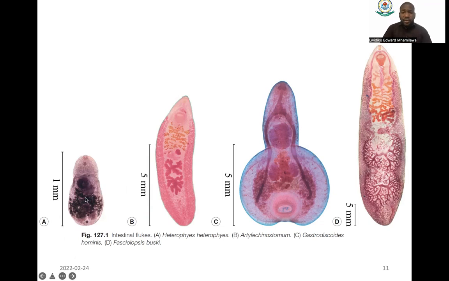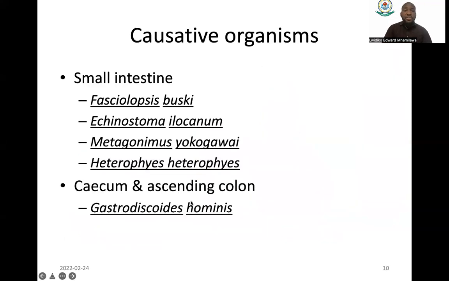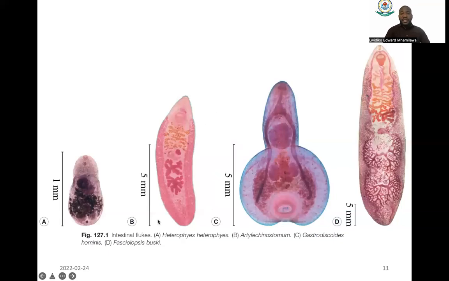And then B, we have this parasite, which is similar to the Echinostoma family. And then C, we have Gastrodiscoides, which is a very weird shape. And we have Fasciolopsis buski, which is there. So this is how their relative size is. This is how 5 millimeters is to this, and this is how 1 millimeter is to this parasite. Just to give an idea that Fasciolopsis buski, just from this image, is the biggest of them all.